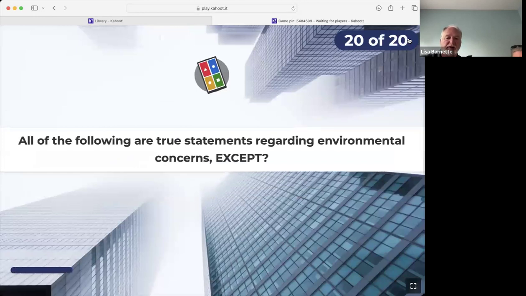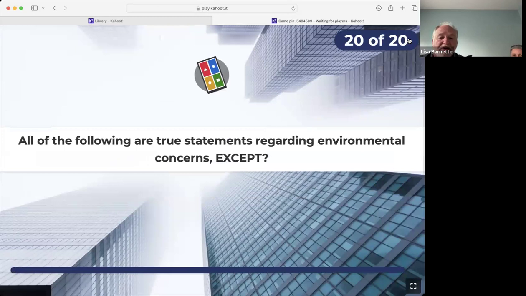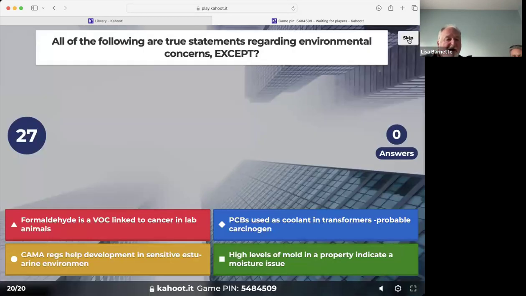And then your final question. All of the following are true statements regarding environmental concerns, except: A, formaldehyde is a VOC linked to cancer in lab animals. B, PCBs used as a coolant in transformers are probable carcinogens. C, CAMA regs help development in sensitive estuarine environments. Or D, high levels of mold in a property indicate a high moisture issue. You're looking for the exception here.